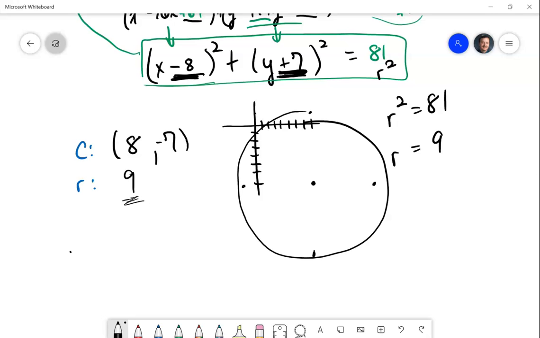Okay, so that's circles. Hopefully that wasn't too bad. Hopefully that was a review. Ellipses probably are going to be a little bit new, so let's go over and look at a few examples of how that would work also.